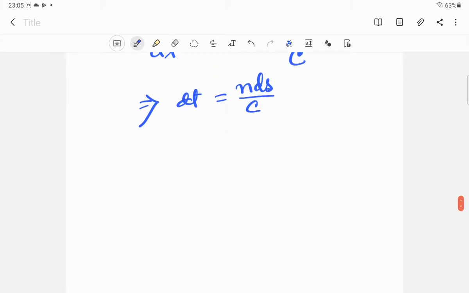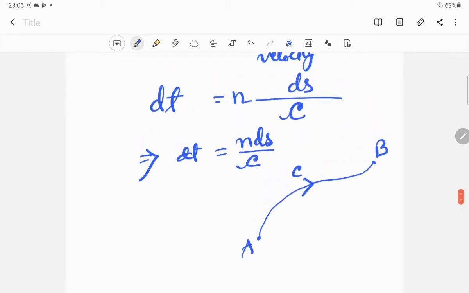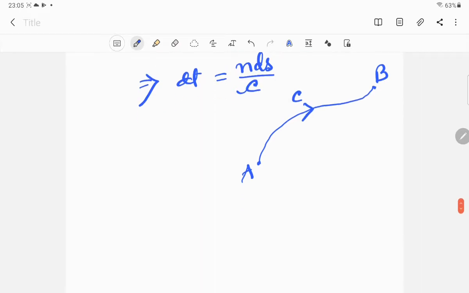For a total distance, suppose there is a point a and a point b. The ray of light may go from a to b through this path. Let me name it as path c. The speed of light is basically small c, and the ray of light can also go like this.